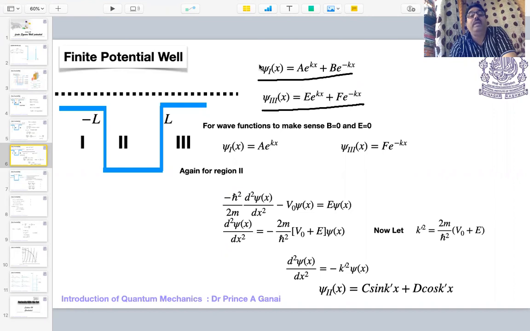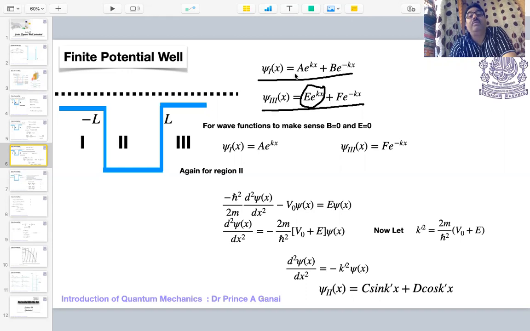Now we know, as we have learned, that the Schrodinger equation makes sense only if the wave function is finite, its derivatives are finite and they're continuous. Now we see that when x becomes very large in the third region, this will blow up. It will become very, very large, which we don't want. We want psi x to converge. So this solution makes no sense unless we pick e equal to 0, right?